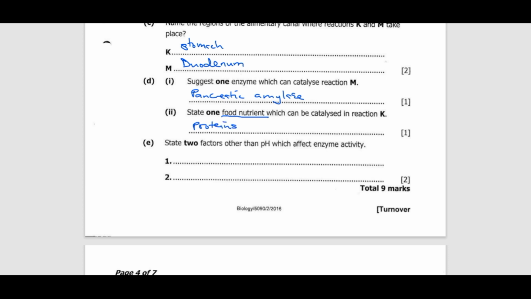Proteins. Where can we find proteins? In meat we can find proteins, and other foods where we can find proteins.